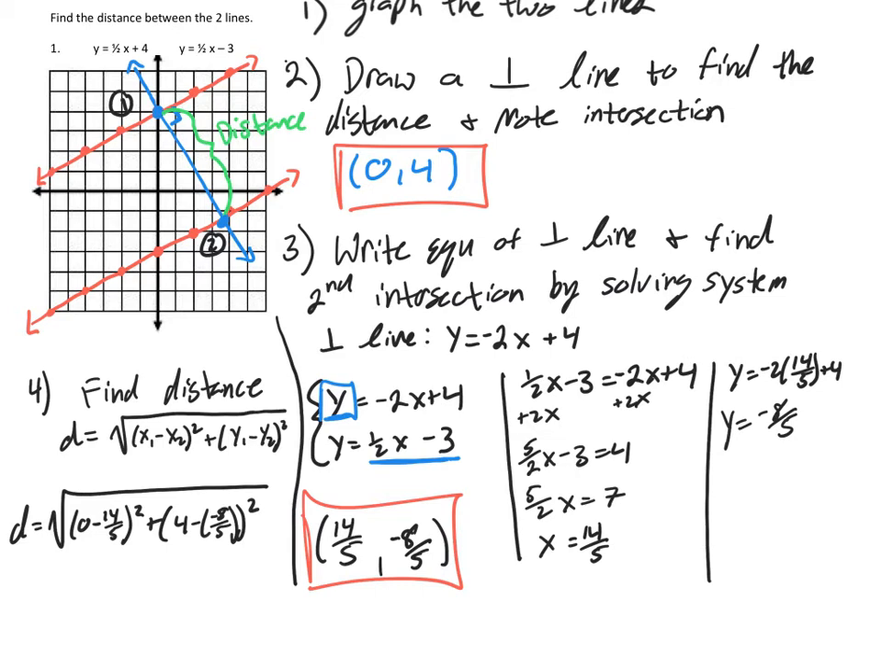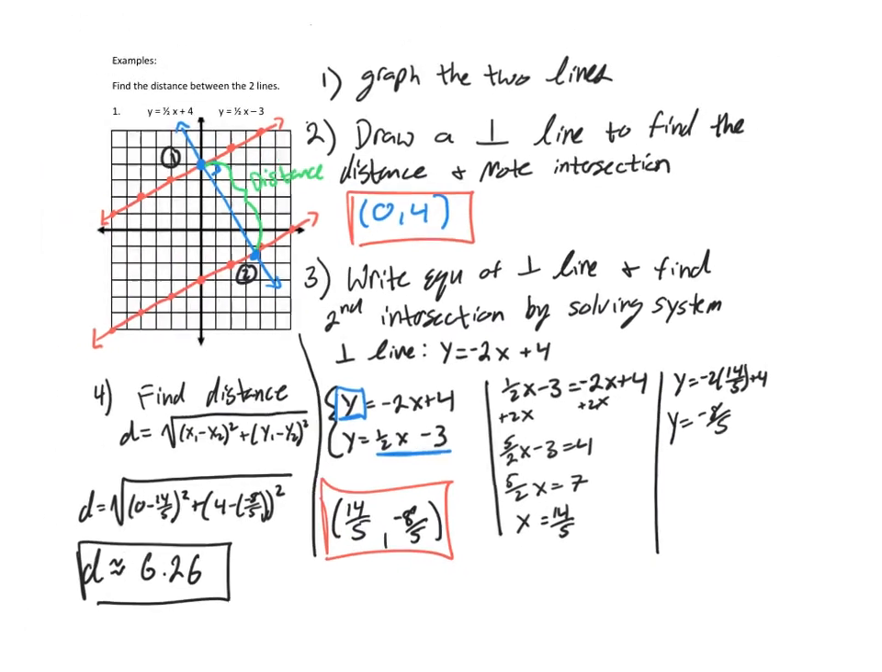And at this point, because we're at the very end, we can round to the nearest hundredths for our answer. All right, and we should find that our distance is approximately, and we'll use squiggly lines to indicate approximation, 6.26. All right, and that is our final answer.